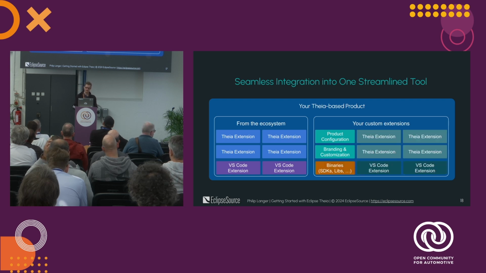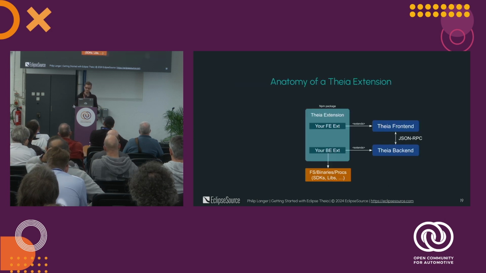And then as a last step, you add your domain-specific behavior, your business logic, your tools, your SDKs on top, and you have three ways of doing that. Either you ship binaries, SDKs, libraries, and all of that alongside your tool, or you implement Theia extensions and VS Code extensions. And all of that is then bundled into one streamlined tool that you can essentially give to your customers. So what is the anatomy of such an extension?